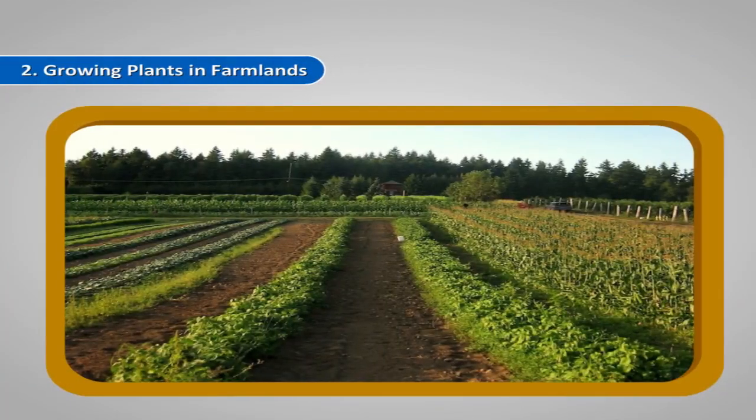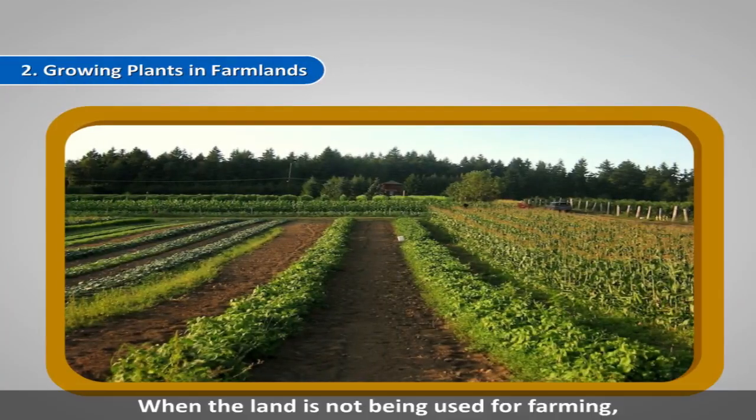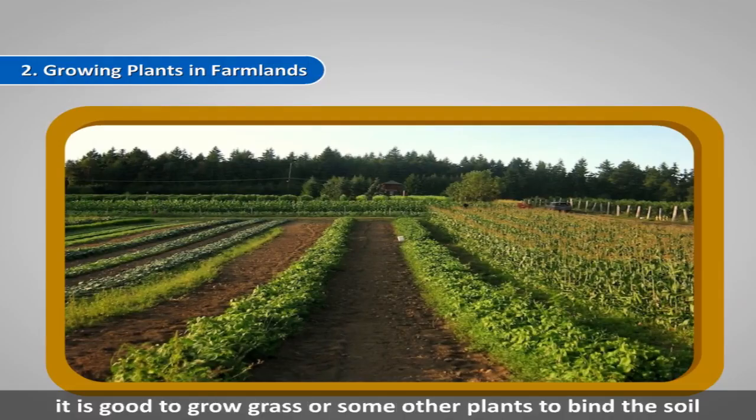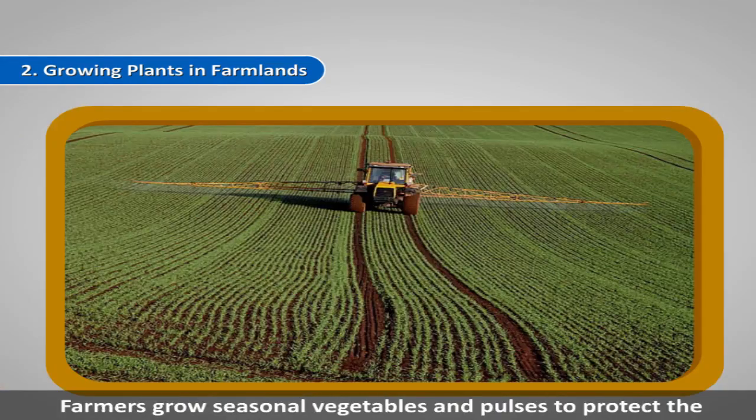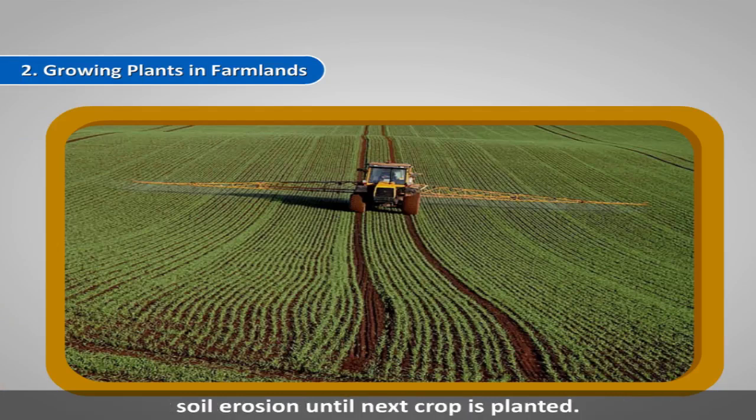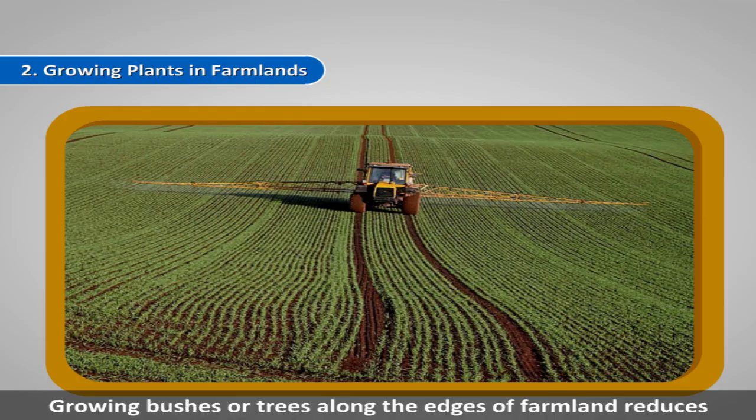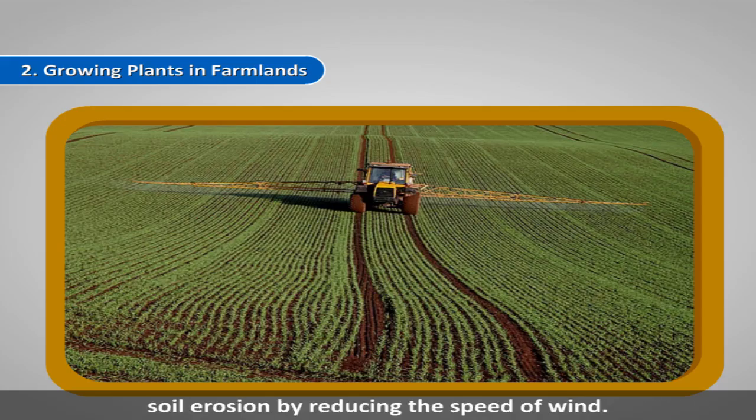2. Growing plants in farmlands. When the land is not being used for farming, it is good to grow grass or some other plants to bind the soil particles together, which help to stop soil erosion. Farmers grow seasonal vegetables and pulses to protect the soil erosion until next crop is planted. Growing bushes or trees along the edges of farmland reduces soil erosion by reducing the speed of wind.